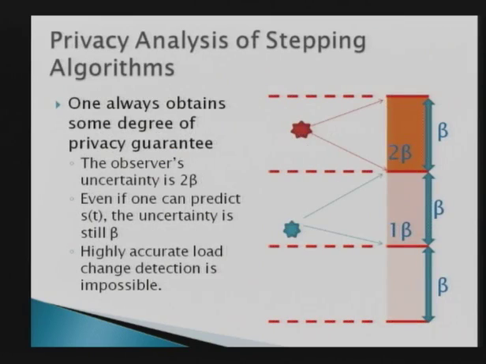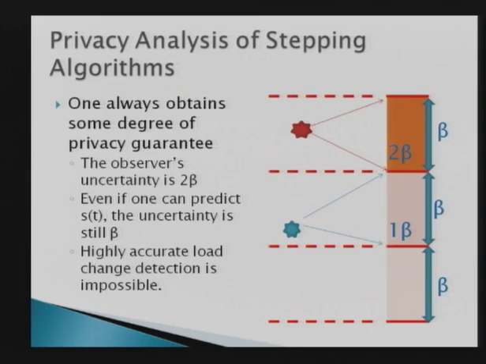So I will first give you some privacy analysis on the stepping algorithm. Here I would argue that one can always obtain some degree of privacy guarantee, because the observer's uncertainty is always 2 beta. If we observe the external load to be 2 beta, we cannot determine whether it's from this red point or this blue point. So the uncertainty is 2 beta.